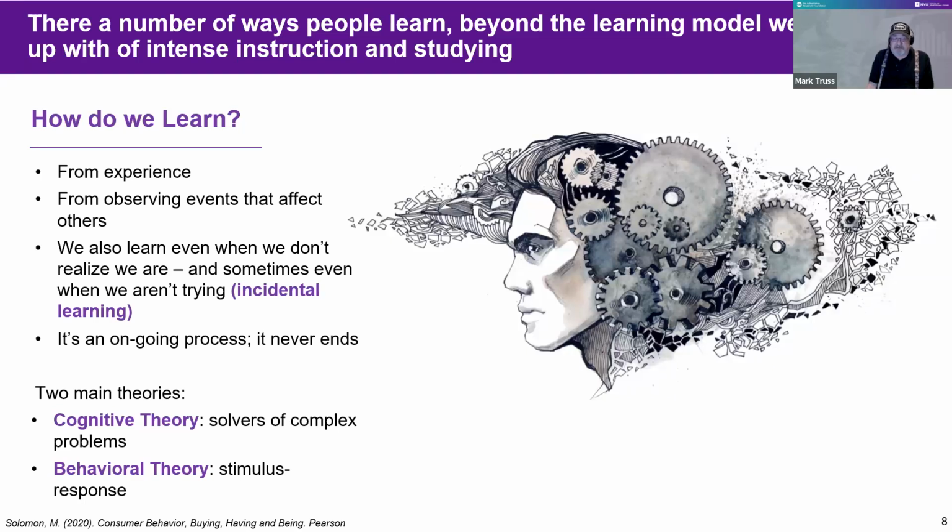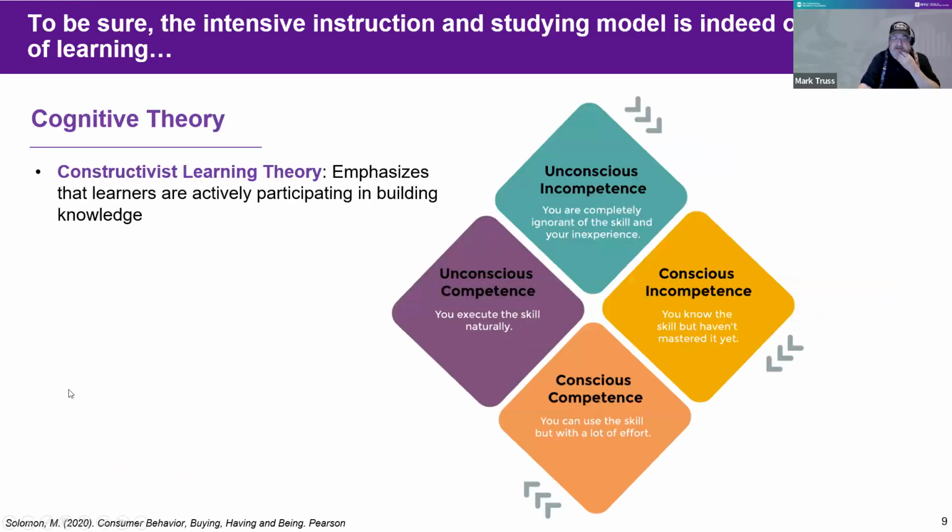Even though we're not sitting down and studying, we are often learning things and integrating them into our beliefs and understanding of the world. And there are 2 main theories of learning, one called cognitive theory, which helps us solve complex problems, and behavioral theory, which is about there's a stimulus and we have a response to that.